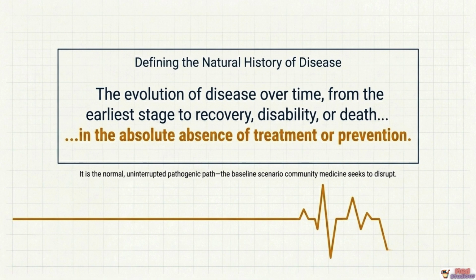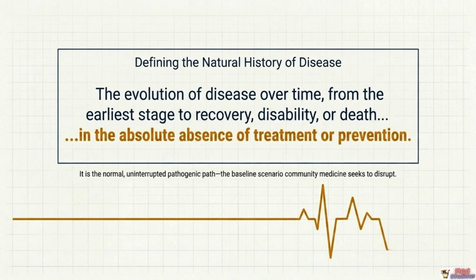The natural history describes what the disease does when left entirely to its own biological course. It is the untreated, uninterrupted pathogenic trajectory, the default outcome if medicine and public health do not intervene. Why is this concept so important? Because it establishes the baseline against which all interventions must be measured.